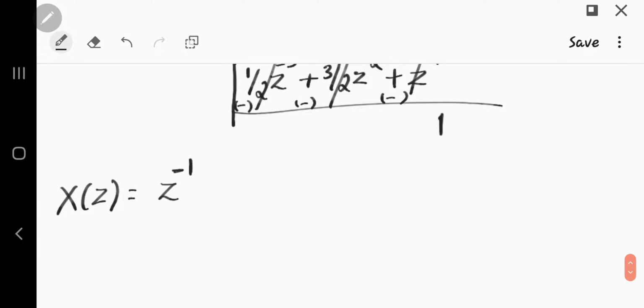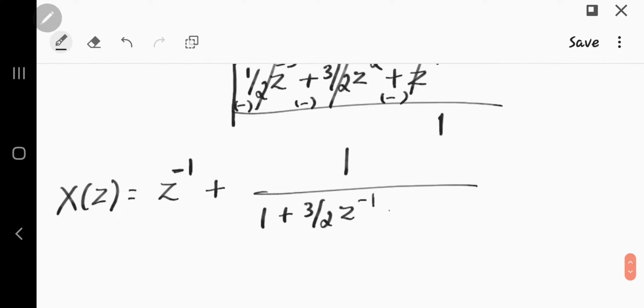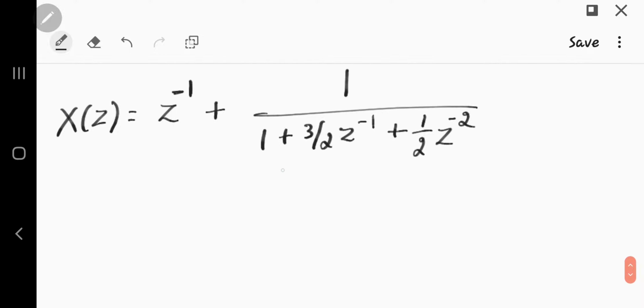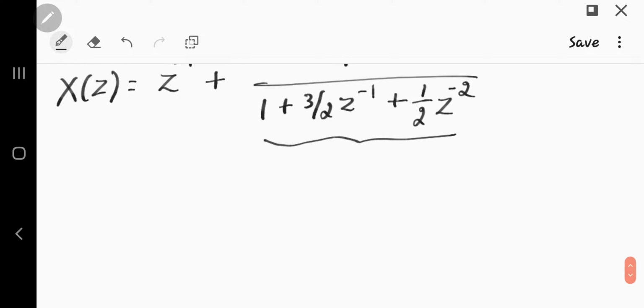First we have to write the quotient: z inverse plus, the new numerator is 1, divided by, let's write the denominator in the right order, 1 plus 3 by 2 z inverse plus 1 by 2 z to the power of minus 2. Now for this we can apply partial fraction expansion.